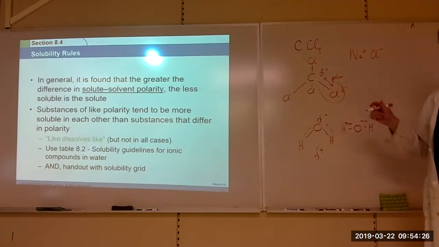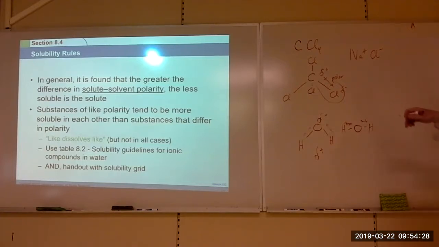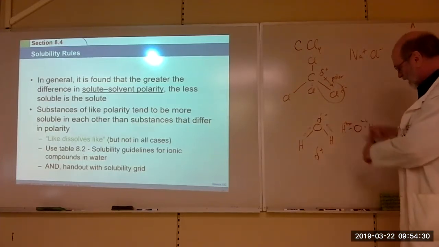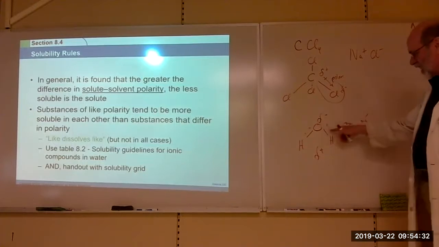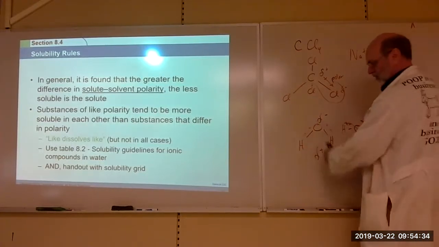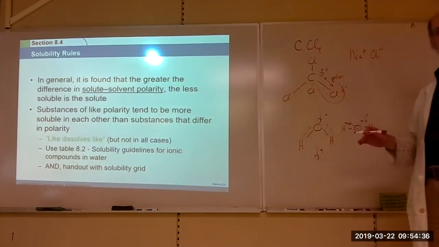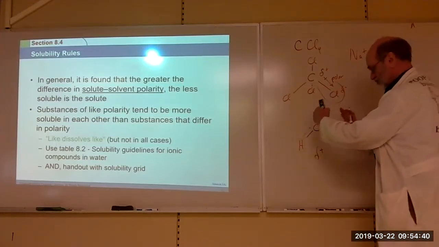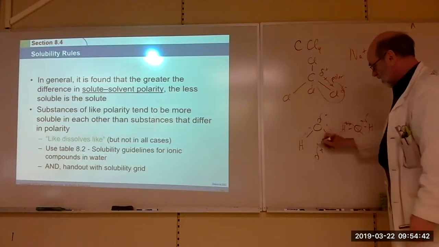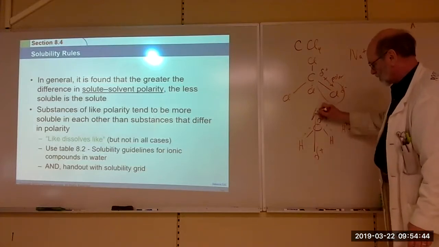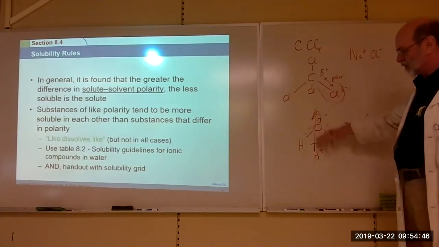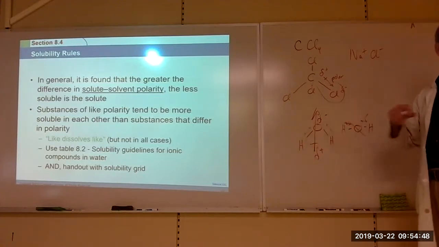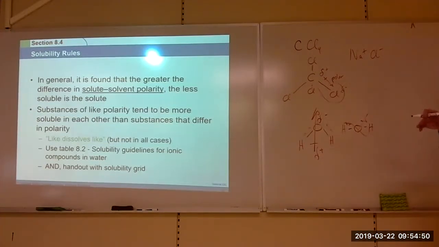Okay, I'm going somewhere with this, trust me. But since the molecule is this shape, then I'm going to use a big word, vector summation of these polar bonds is overall that direction. So it's negative on this side, positive on that side. Okay, what does that mean to solubility?